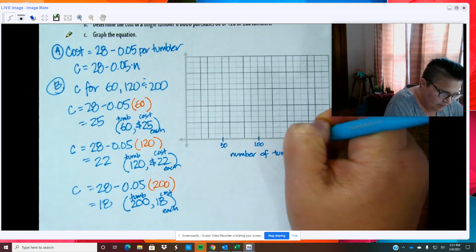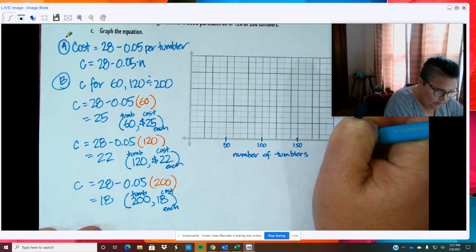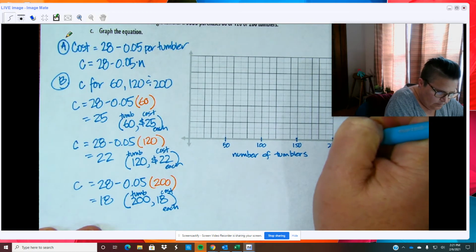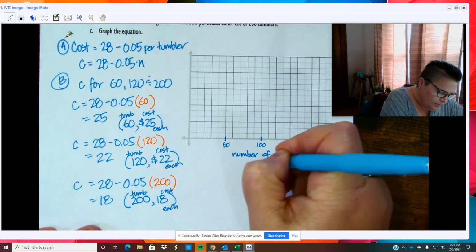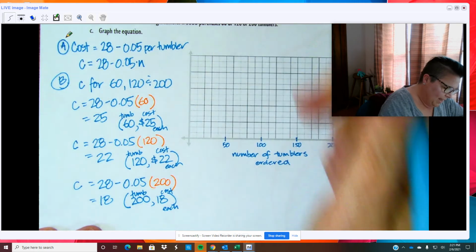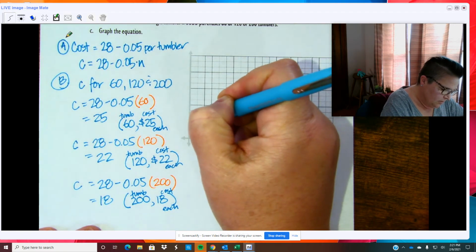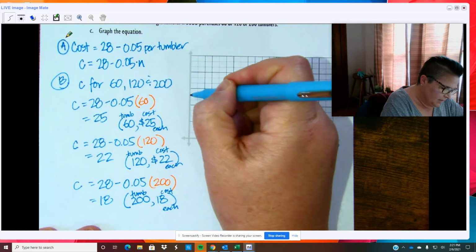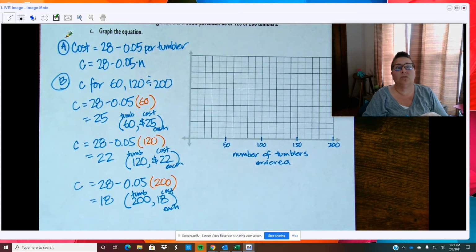This will be 150. And this one will be 200. Okay. So this will be our number of tumblers ordered. And then our cost will go up our y-axis. And we've got to be able to hit 25, 22, 18. We got to start at 28. So 1, 2, 3, 4, 5, 6, 7, 8, 9, 10, 11, 12, 13, 14. I've got 15 to work with.